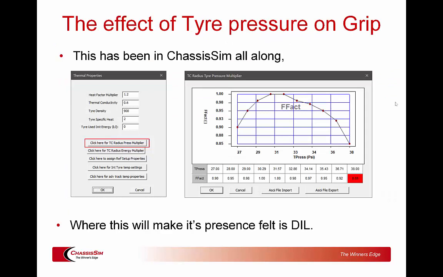Okay, how does tire pressure affect grip? The way that it affects grip is it's a multiplier of the traction circle radius. To get to that, we go through the process that we worked through before. Click on the tires, go to the tire temperature settings. You'll see here a little red line that says click here for the traction circle radius multiplier. You bring that up and you've got tire pressure in terms of PSI, and you've got a force factor multiplier.